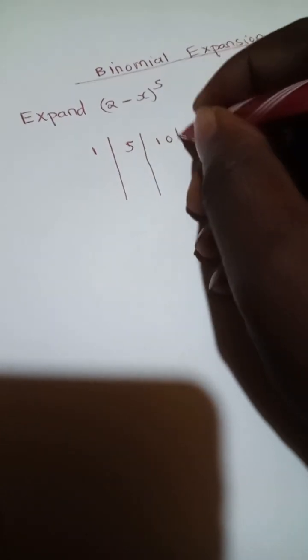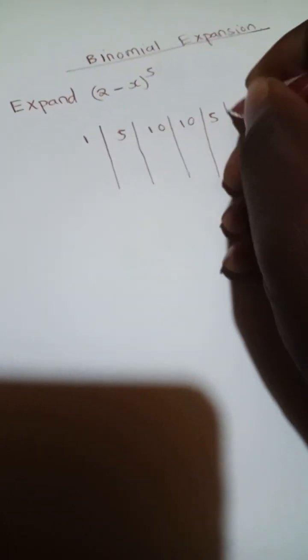So you draw a table in between. You draw a table in between like that. This one is the simplest method of solving binomial expansion. That's the first thing you do.